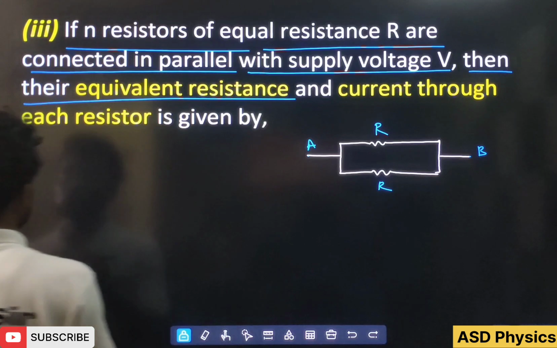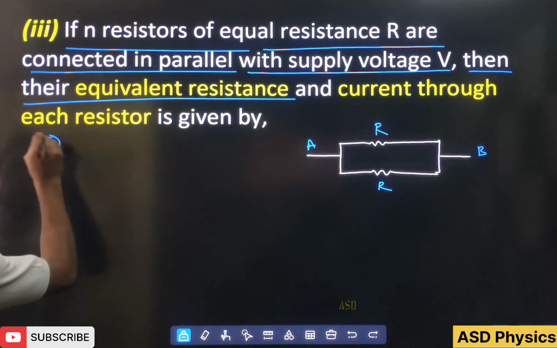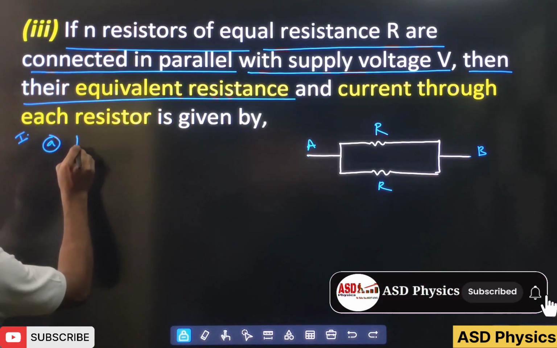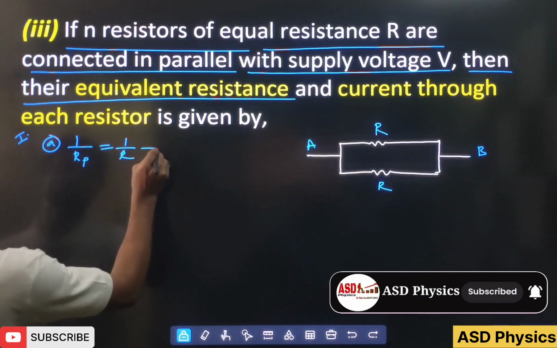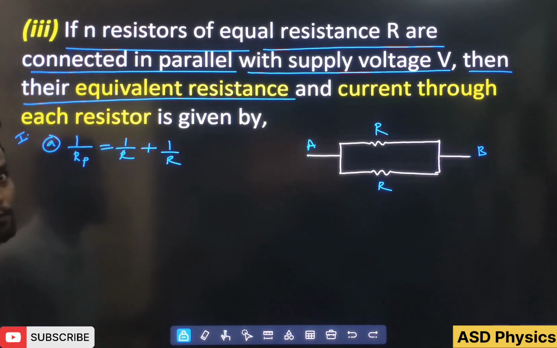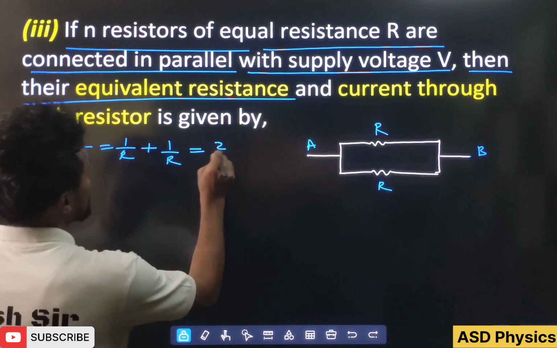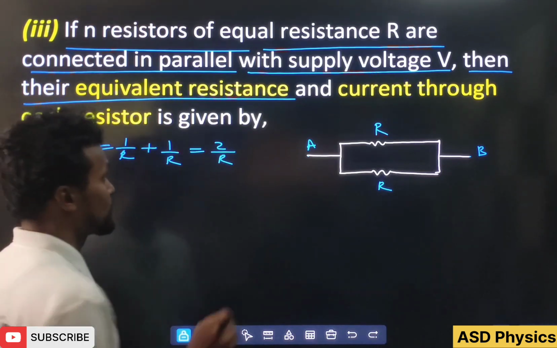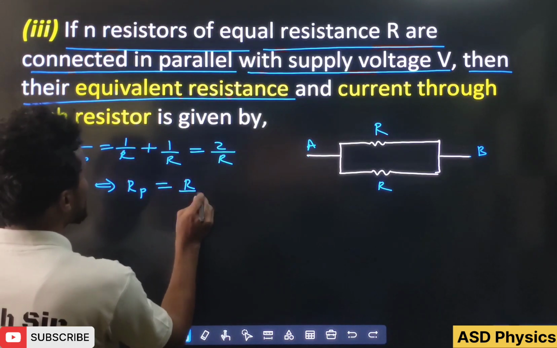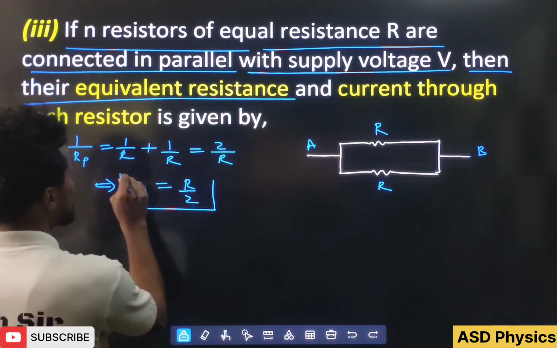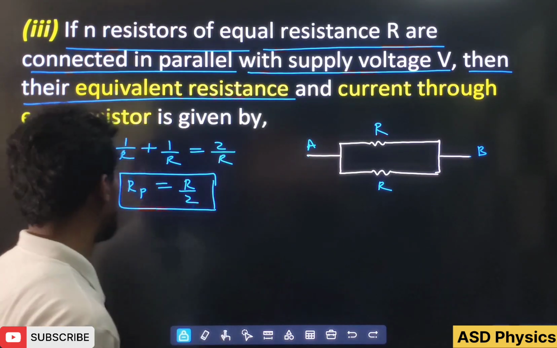So what will happen here, students? The equivalent resistance: 1 by Rp is equal to 1 by R plus 1 by R. That means this will become 2 by R. So from here we can write Rp is equal to R by 2. Two resistors in parallel give R by 2.